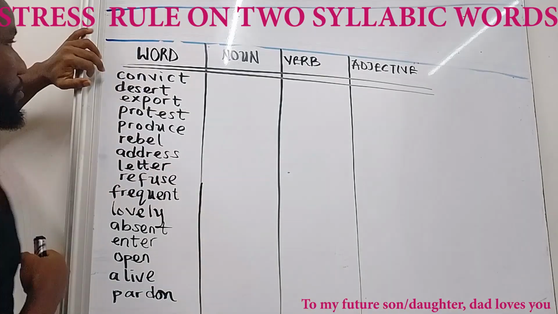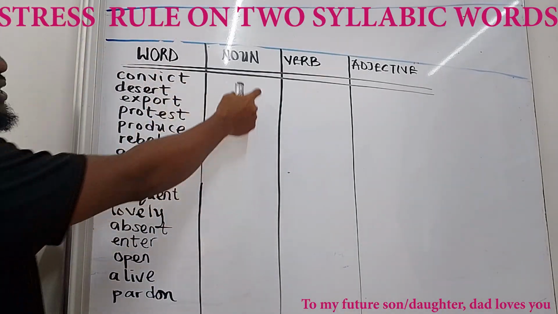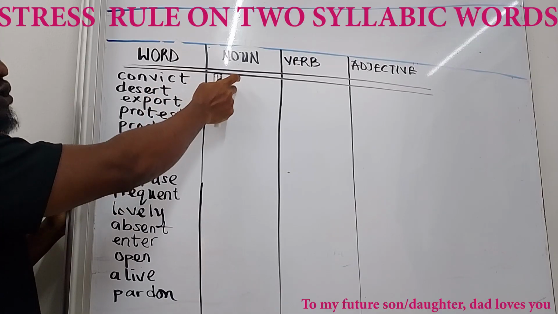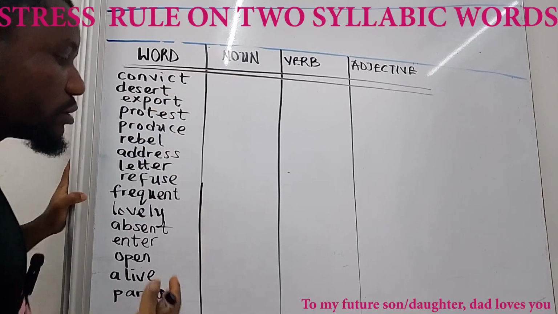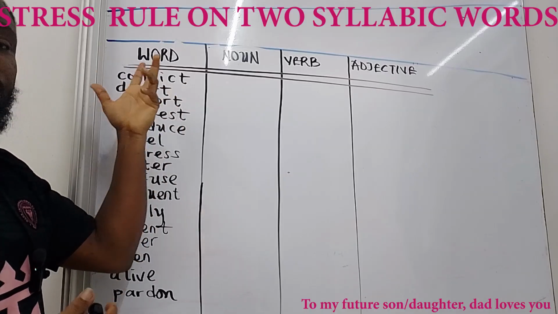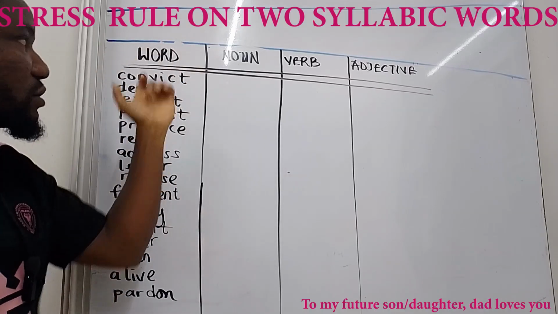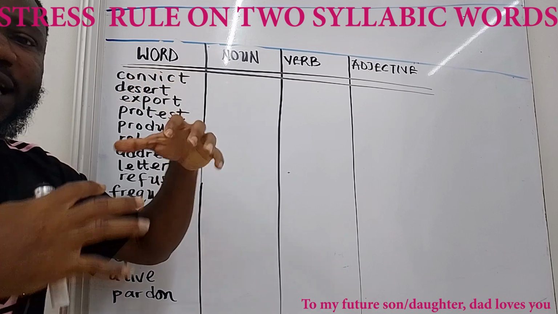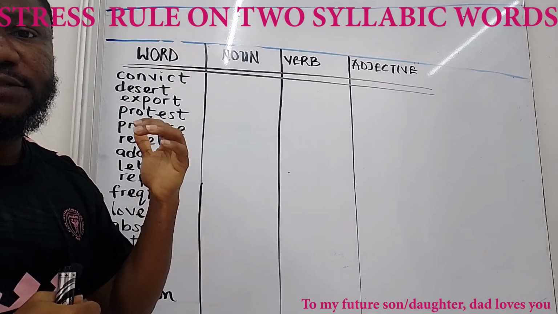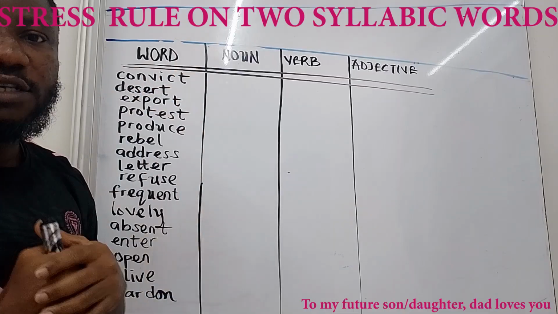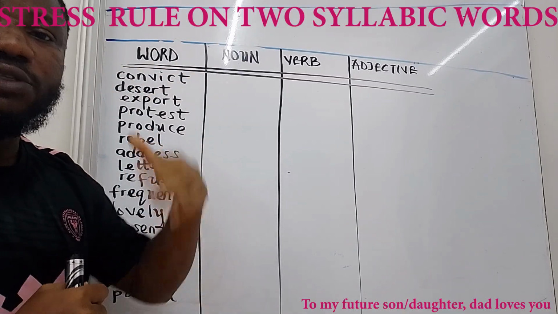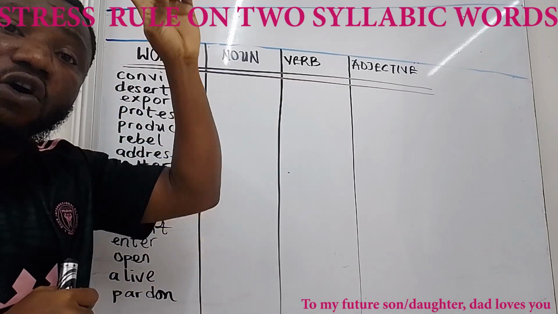The first word here, you can see I have the word grouped into noun, verb, and adjective. Here, if you want to pronounce this word as a noun, remember, as a noun we have convict, two syllables. If it's a noun, the stress will be on the first syllable. So you say, I'm talking about convict. That man is a convict, not that man is a convict.